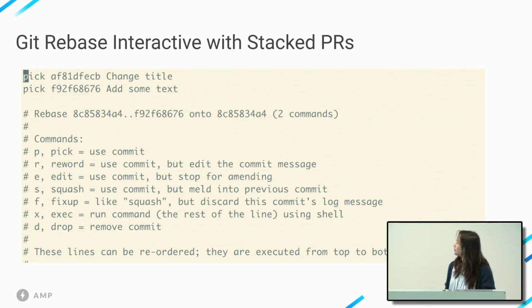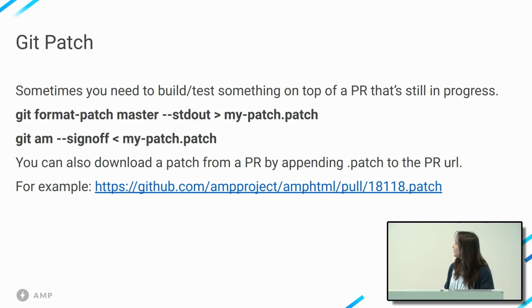And it'll look something like this. Basically, you can pick these commits. You can edit the commits. But let's just say the change title commit was from branch 1. So what I'll do is I'll just drop it. Use D or just straight up delete it. And it's gone. Cool.